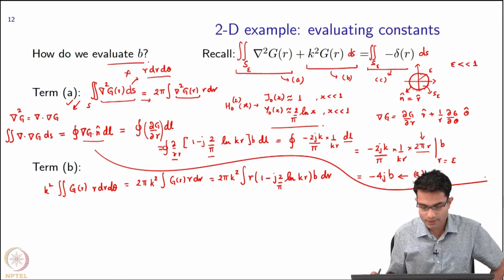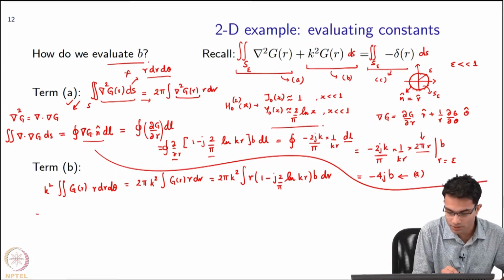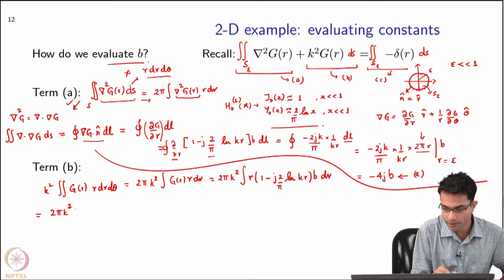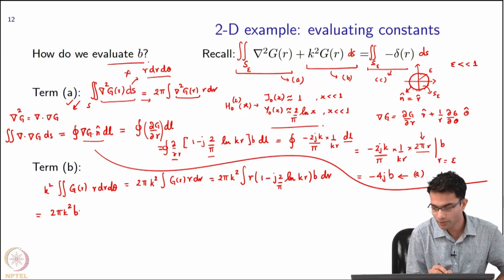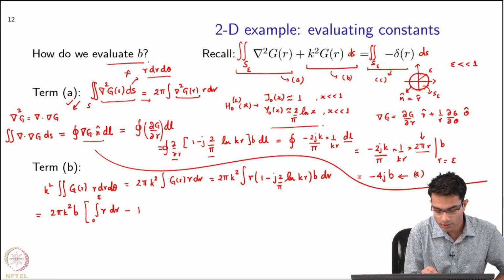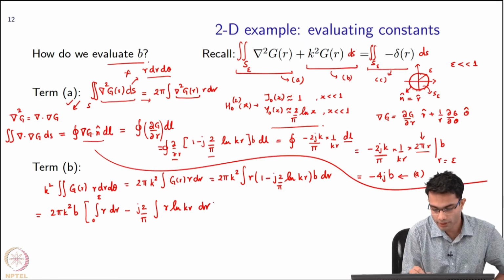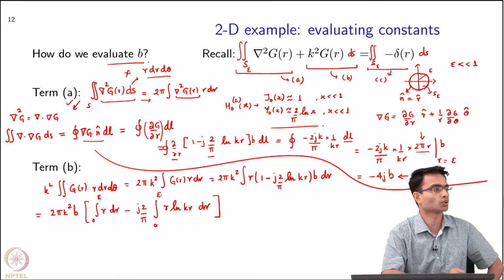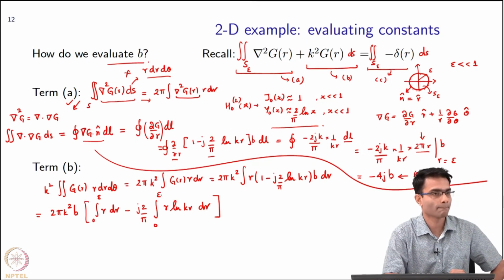Now when I look at this expression, let's gather all the constants outside. So 2 pi k squared b I can take out. And then finally I have an integral of r dr, and then an integral from 0 to epsilon of a term which is j2 by pi integral r times log of kr dr. Those are the two terms.